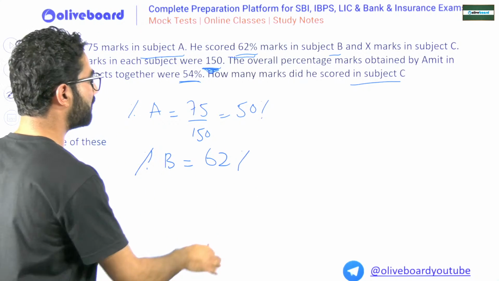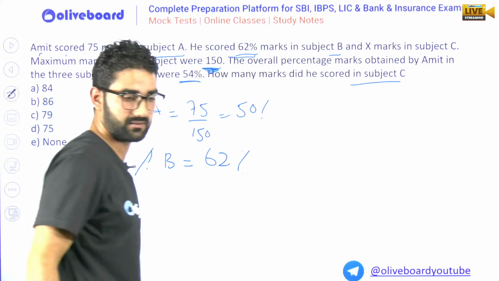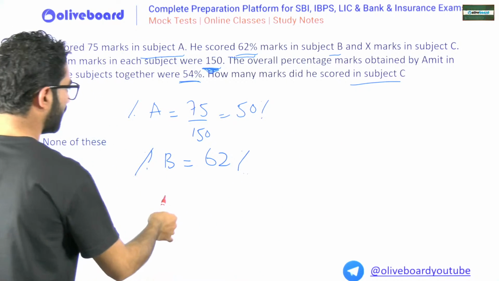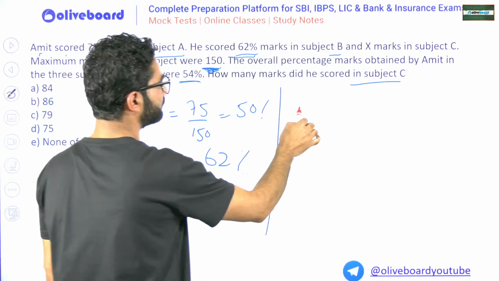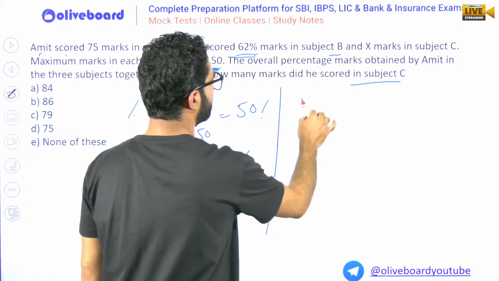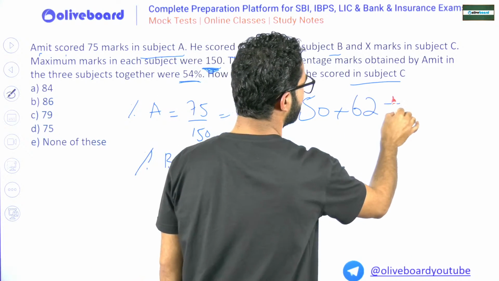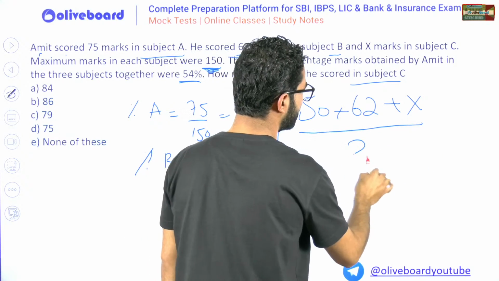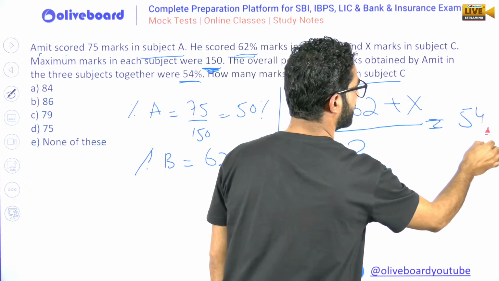Now, the marks for subject C are given as X marks, so how do we calculate that? The average can be calculated like this: for A it is 50 percentile, for B it is 62 percentile, and for C let us take X as a percentage. The overall total is 54 percentile.